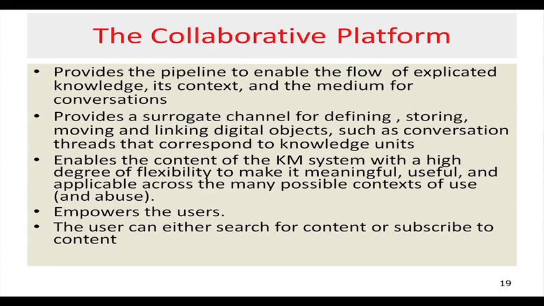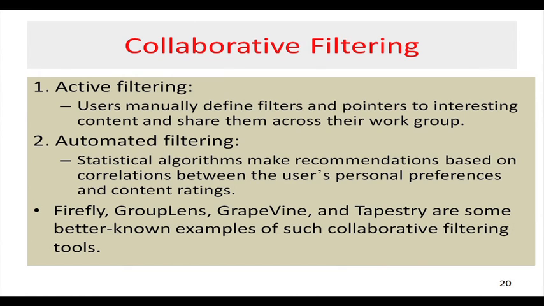So, we have been discussing the collaborative platform, which basically helps you to search content, or even subscribe to content and get relevant information which you can put to use, right. Now, we go for certain filtering when it comes to collaborative filtering. There are two types of filtering that can be done: active filtering or automated filtering.